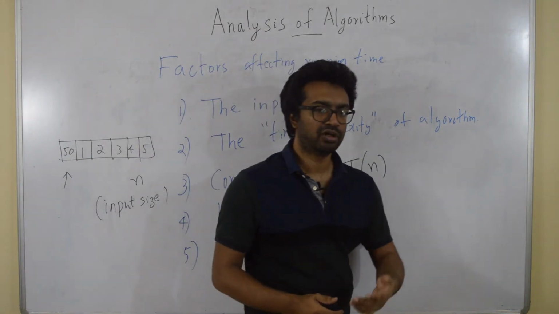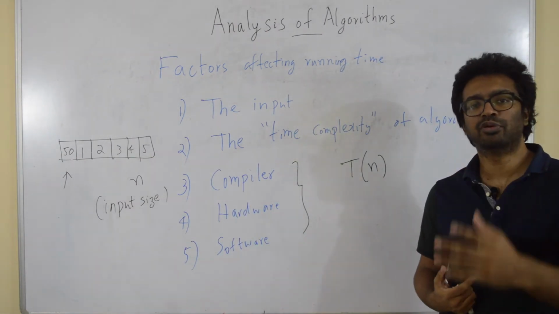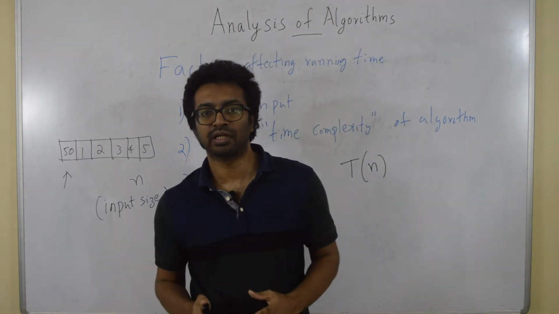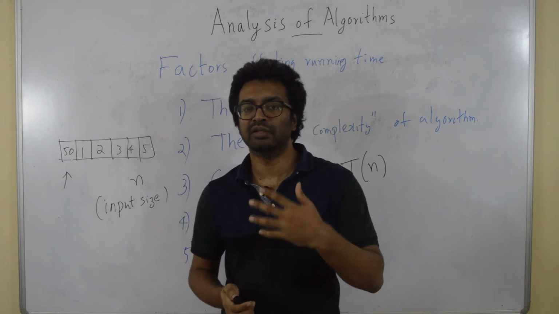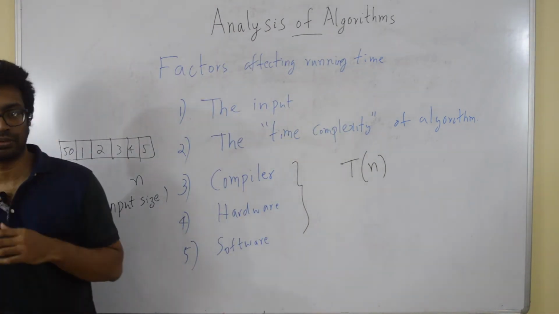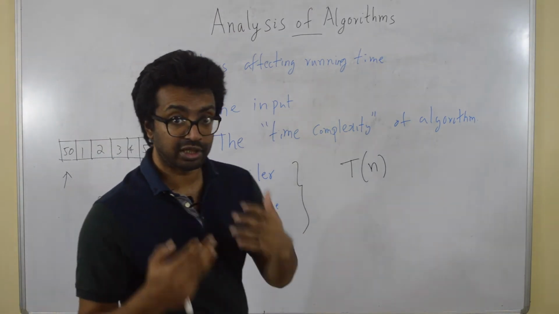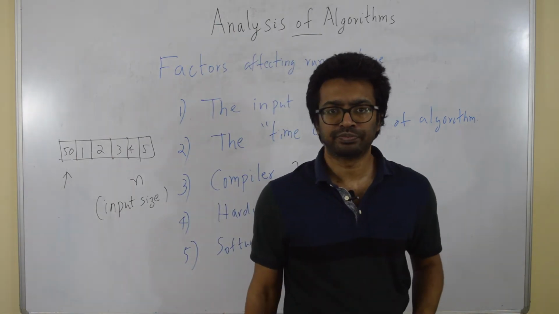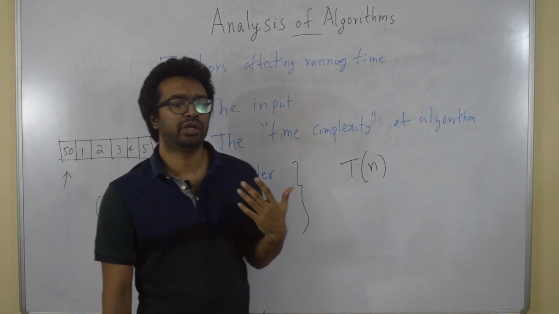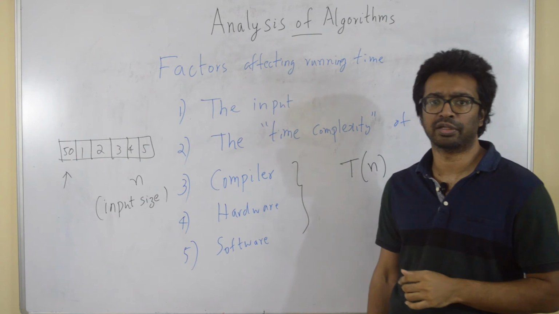In-order traversal, pre-order traversal. These are algorithms which we saw. What is the input to those algorithms? The input is the tree, right? And what is the input size there? The number of nodes, right? So in those algorithms, the input size is the number of nodes in the tree.